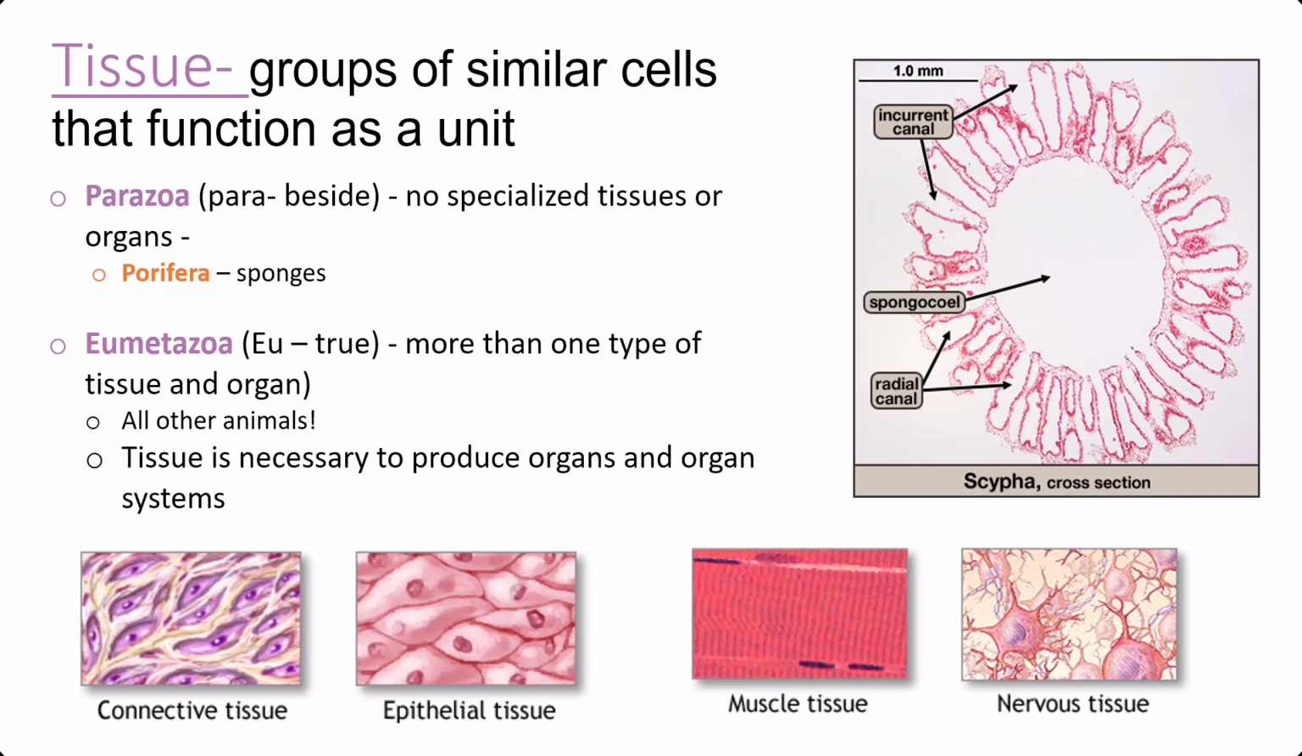Eumetazoa, that root word eu means true, so the true animals have more than one tissue type. So with tissues they can make organs, right? Because tissues work together in organs and then organ systems and so on. Broadly speaking, animal tissues include connective tissue, epithelial tissue, muscle tissue, and nervous tissue. But we'll talk more about that in our animal form and function units.